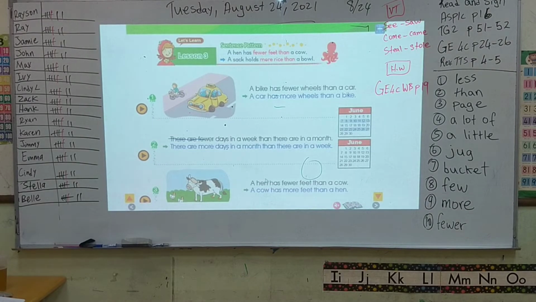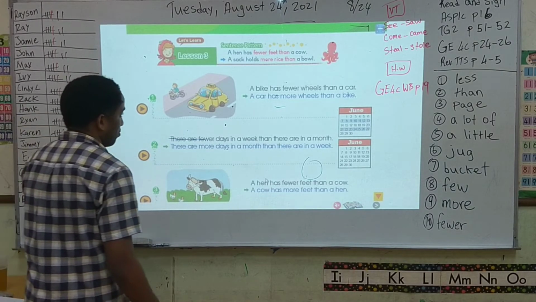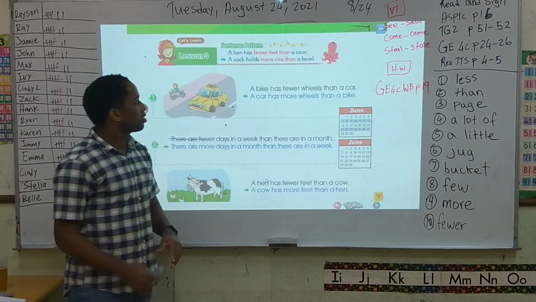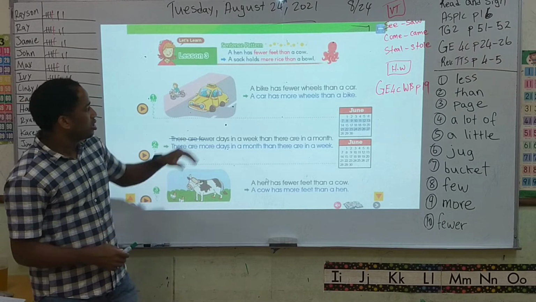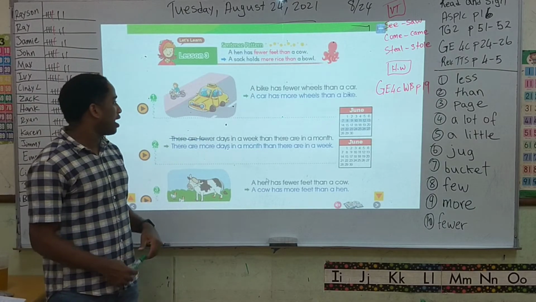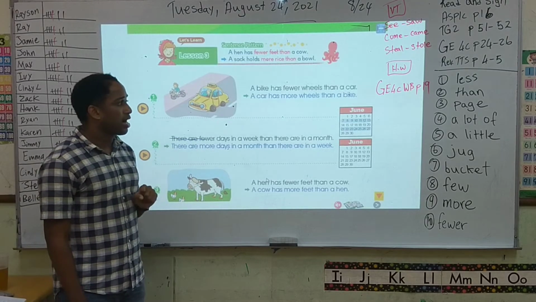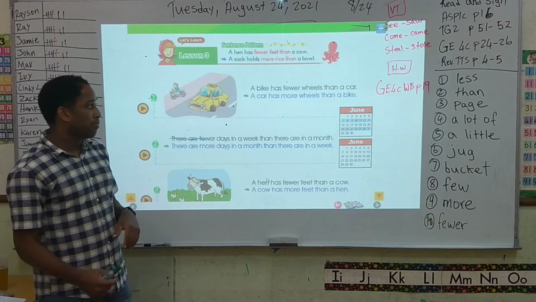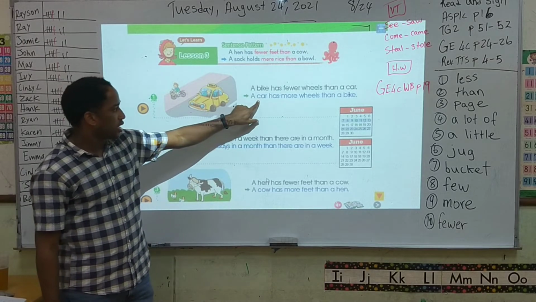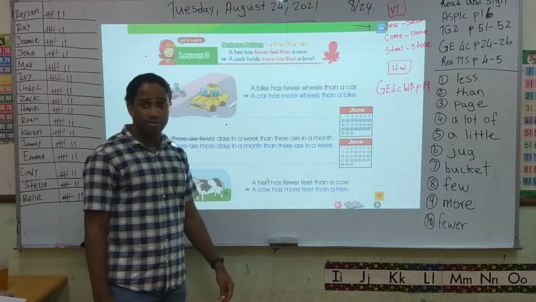Okay, good. So now we're gonna use fewer. Okay, the bike has fewer wheels than a car. So the bike has 2 wheels, the car has 4. So the bike has fewer wheels, so you can count 1 wheel, 2 wheels. The car has more wheels than the bike.